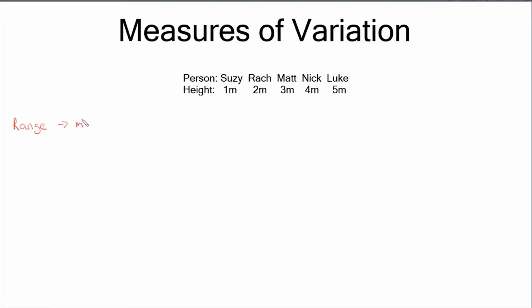It was the maximum minus the minimum. And in this case, that is equal to 5 meters minus 1 meter, 4 meters. This is the range of our values because our maximum height, Luke, who's 5 meters, and our smallest person, Susie, who's 1 meter, the difference between their heights is equal to 4 meters. And this is the range of our values.